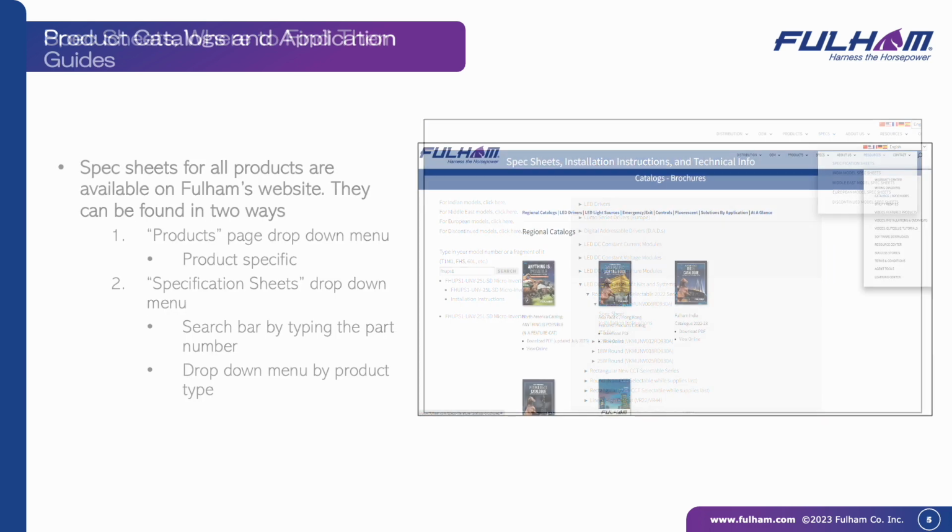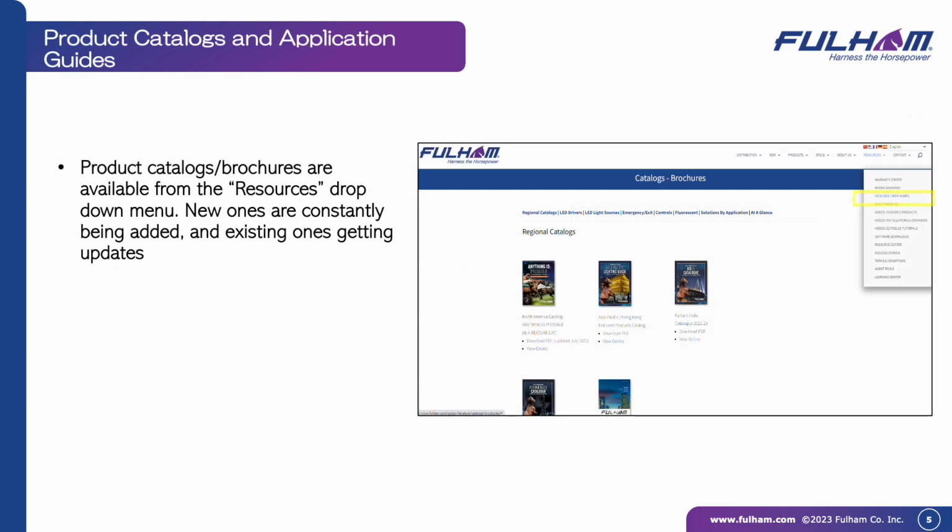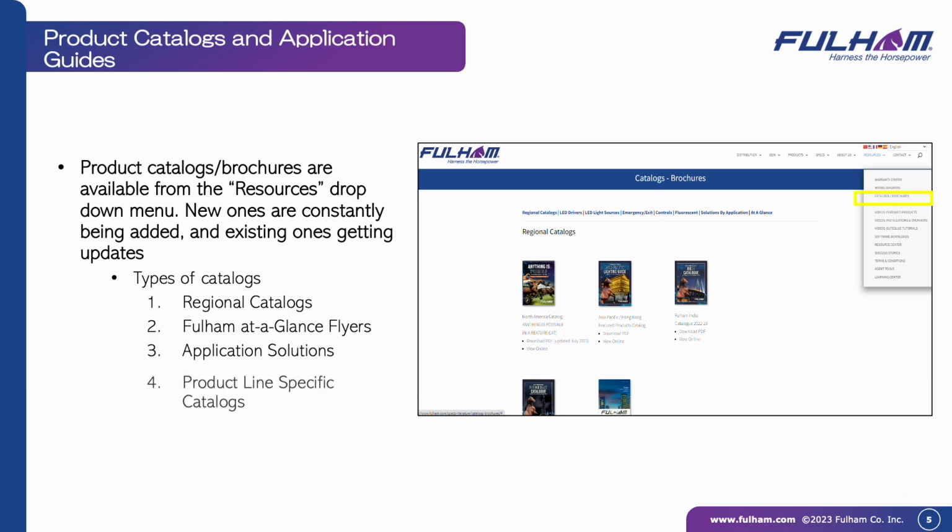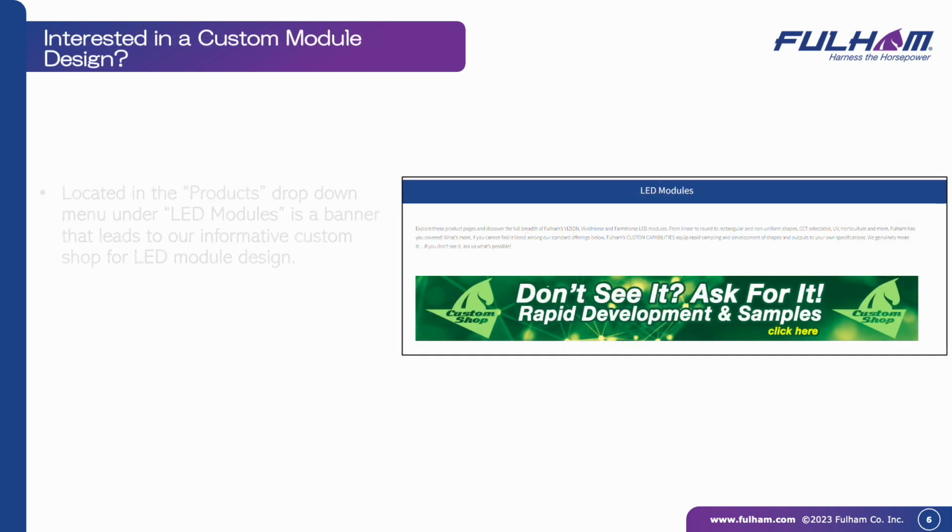Our literature library contains full catalogs and dedicated brochures about specific products or applications. There are anchor links across the top of the screen to jump directly down to your topic of interest.